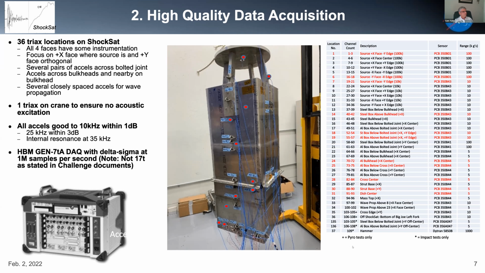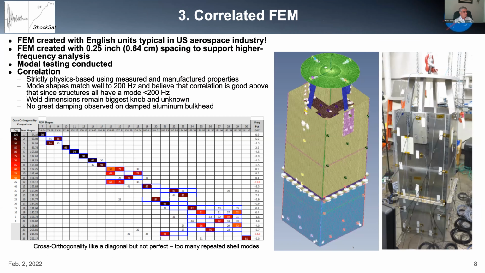Okay, let's see. The FEM looks like this in the picture. It has, sadly, I'm sorry for many of you, I should have done this in metric, but the industry here in the US is still in English, and I just did it in English without thinking about it. But all future ShockSat versions will be in metric. But we have a 1/4 inch or 0.64 centimeter spacing on the grid. You're welcome to change the mesh any way you want to support your solution. You can make it coarser or finer if you'd like.